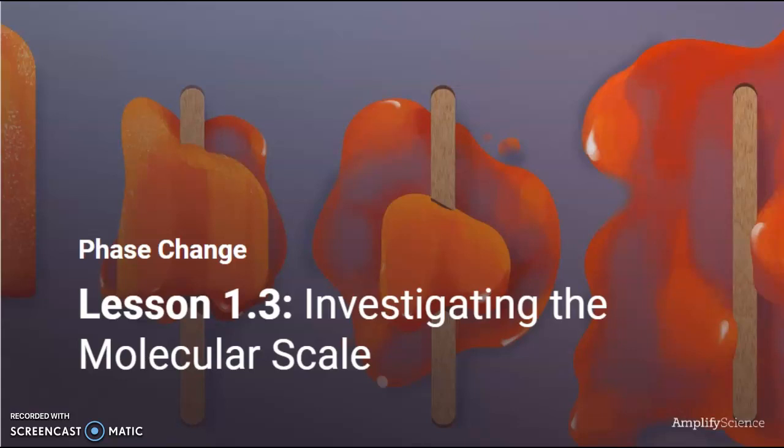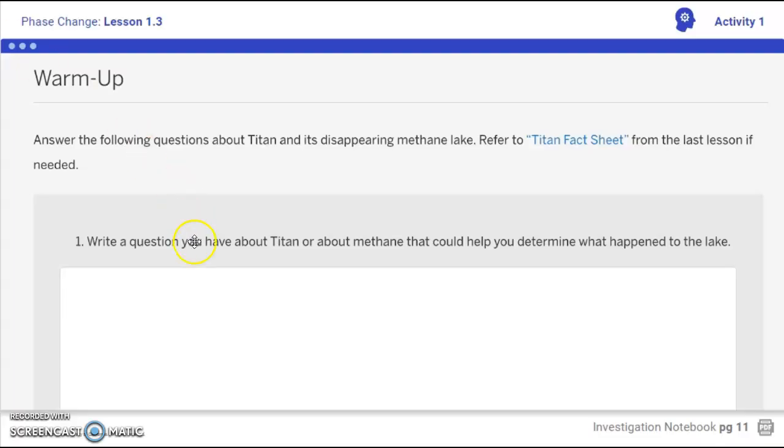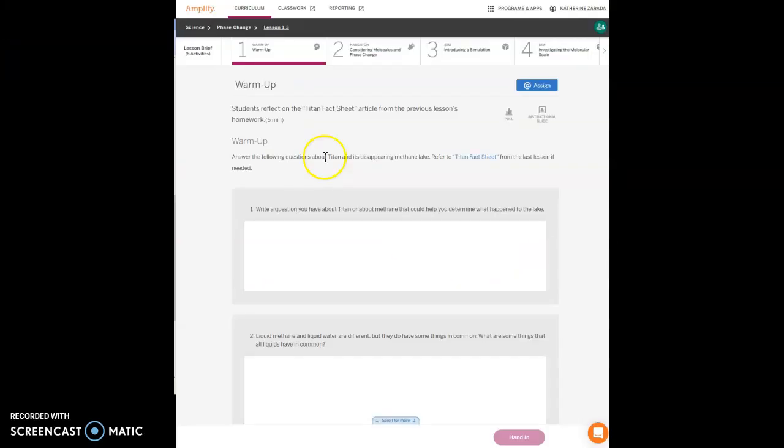Well, hi guys. We're going to go ahead and jump into lesson 1.3 in phase changes, investigating the molecular scale. So the first thing we're going to do is jump into our warm-up, and I'm going to bring up Amplify. So we're going to answer the following questions about Titan and its disappearing methane lakes. And you can refer to the Titan fact sheet right here that's from the last lesson. It's linked here if you need it.